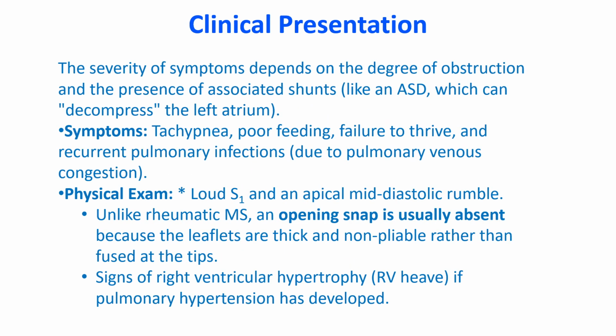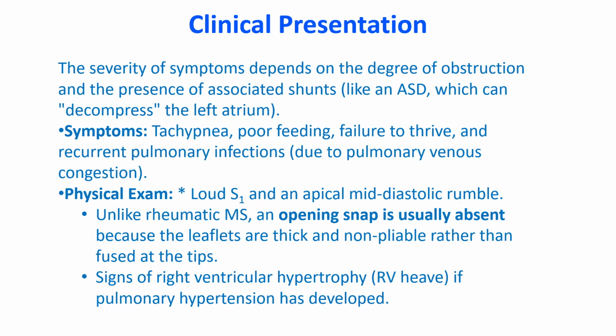Severity of symptoms depends on the degree of obstruction and the presence of associated shunts like atrial septal defect, which can decompress the left atrium. Tachypnea, poor feeding, failure to thrive, and recurrent pulmonary infections due to pulmonary venous congestion. Loud S1 and an apical mid-diastolic rumble can be heard.